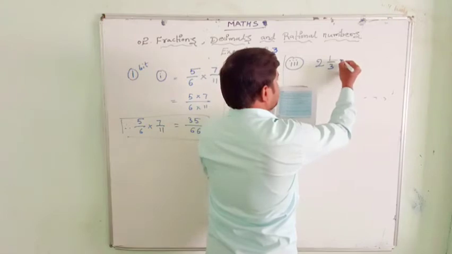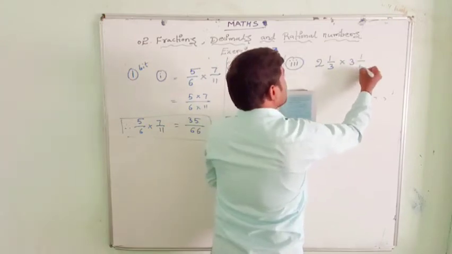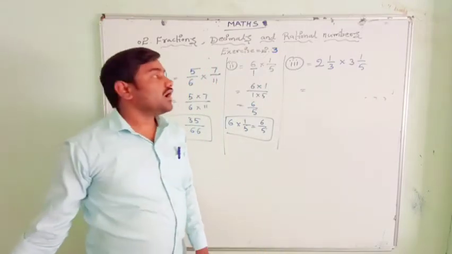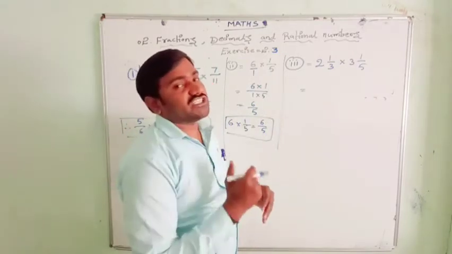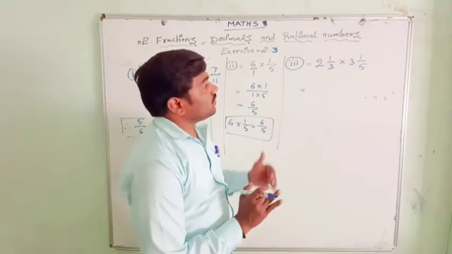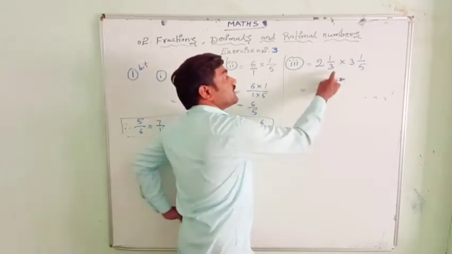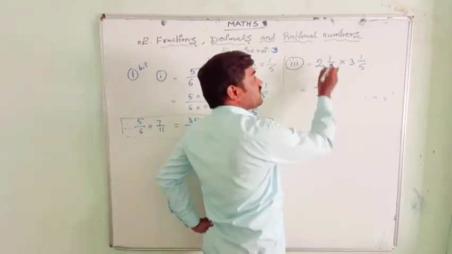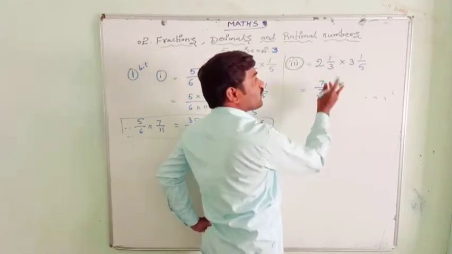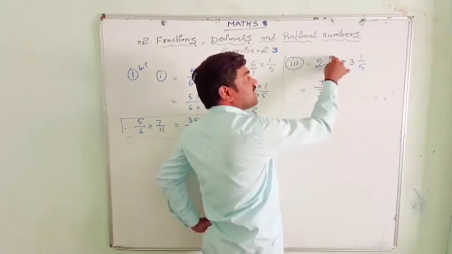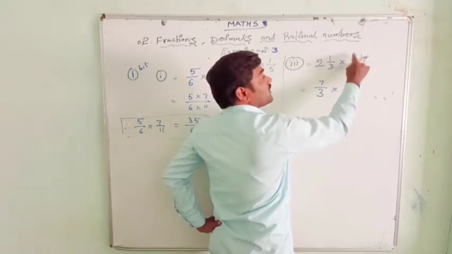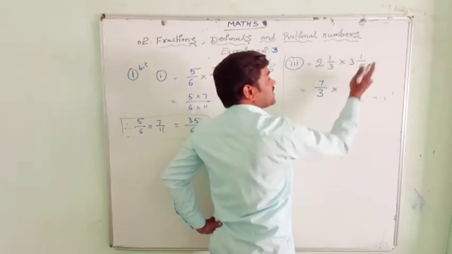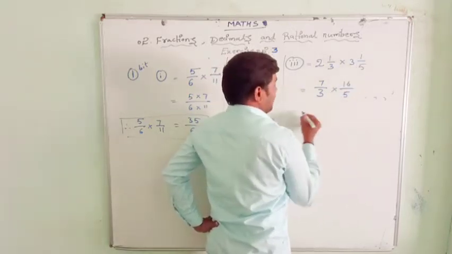2 whole 1 by 3 into 3 whole 1 by 5. Here we can observe that it is the product of two mixed fractions. How to find it? We have to change them first into improper fractions. So let us change into the improper fraction first. 3 twos are 6, 6 plus 1 is 7, 7 by 3. The value of 2 whole 1 by 3 is equal to 7 by 3. How did you get it? 3 into 2 is 6, 6 plus 1 is 7, 7 by 3. Into 3 whole 1 by 5. This will change into the improper fraction now. 5 into 3 is 15, 15 plus 1 is 16, 16 by 5.